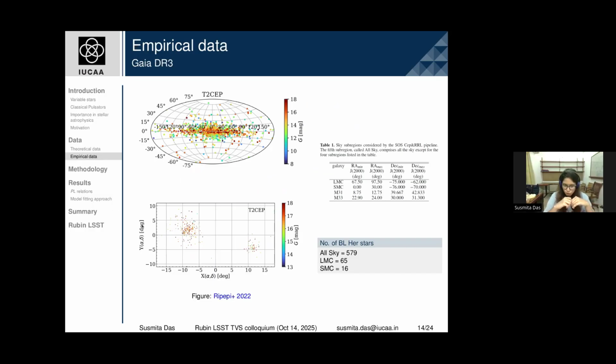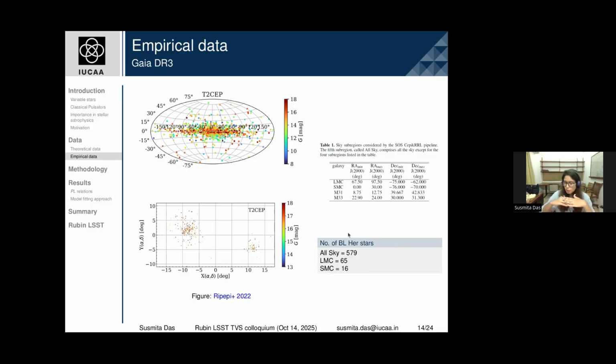So we used Gaia DR3 for comparing the light curve structure. Here, I would like to highlight that Gaia has 5 subregions: LMC, SMC, M31, M33, and the all sky. However, if you note here, we only have all sky, LMC, and SMC. This is because this is only BL Her stars. BL Her stars have low periods. They have pulsation periods between 1 to 4 days.